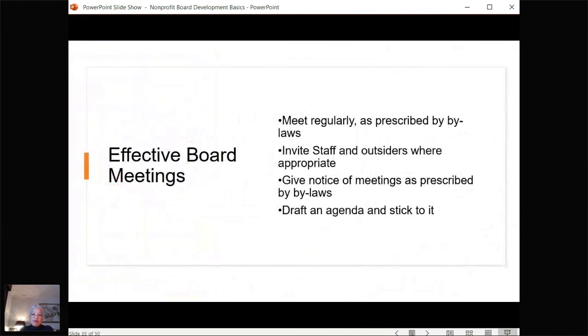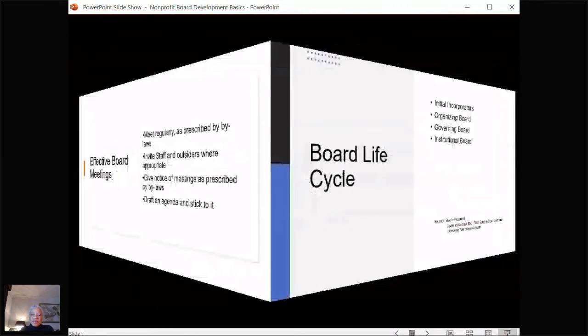To have effective board meetings, obviously you have to meet, and you really should meet regularly, and you should meet in the manner that's prescribed by your bylaws. You want to invite staff and outsiders where appropriate, and you want to give notice of meetings as outlined in your bylaws, and you want to draft an agenda and stick to the agenda.